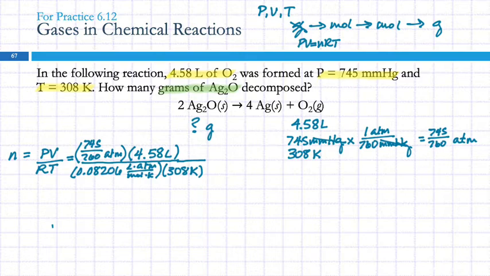So then we calculate 745 divided by 760 times 4.58 divided by, open parentheses, 0.08206 times 308, close the parentheses, equals. So my moles, 0.17763 moles of oxygen.